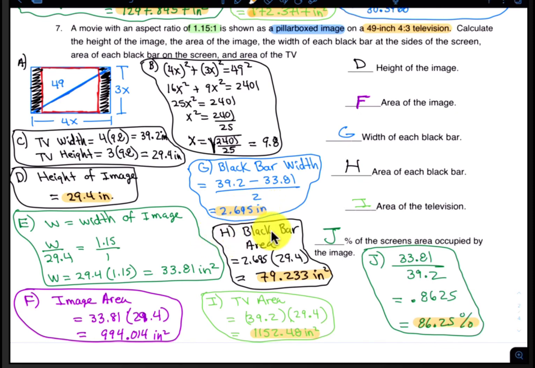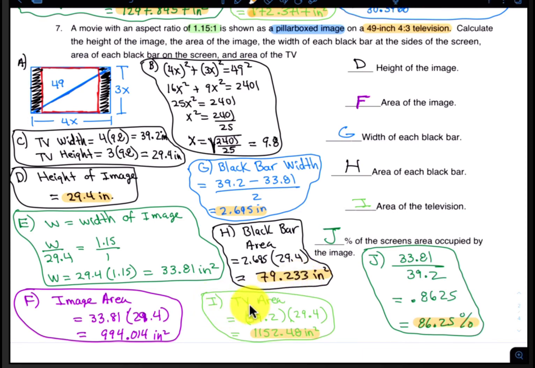In section H, we're going to find the black bar's area. So the area is going to be its width times its height. We just found the width of the black bar to be 2.695. The height of the black bar is the same as the height of the whole screen, which is 29.4. We'll multiply these two numbers, and our area of the black bar is 79.233 square inches.